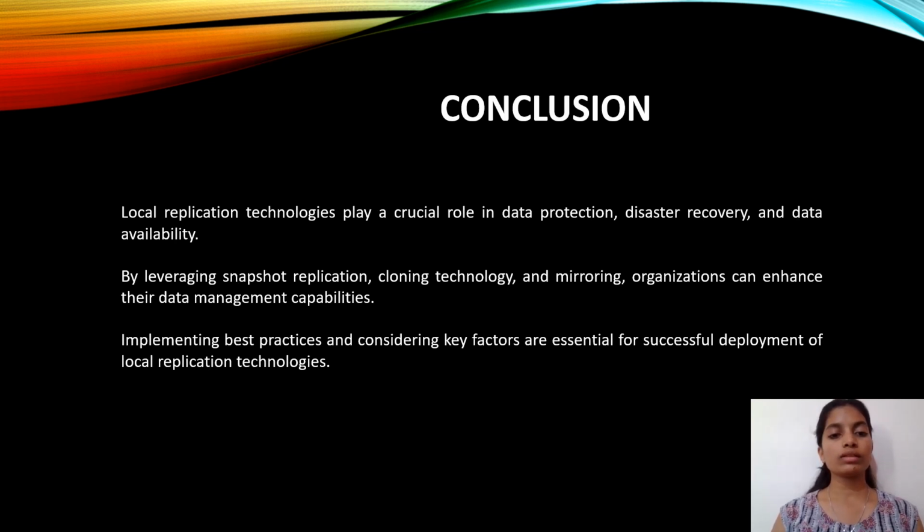Conclusion. Local replication technologies play a crucial role in data protection, disaster recovery, and data availability. By leveraging snapshot replication, cloning technology, and mirroring, organizations can enhance their data management capabilities. Implementing these best practices and considering the key factors are essential for successful deployment of local replication technologies.